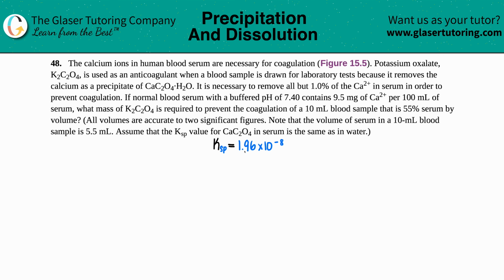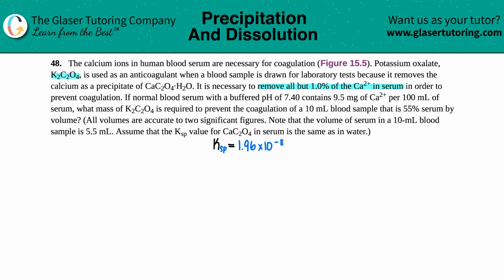48. The calcium ions in human blood serum are necessary for coagulation. And I will spare you the picture, which is in figure 15.5. We don't need it to answer this question. Potassium oxalate, which is K2C2O4, is used as an anticoagulant when a blood sample is drawn for laboratory tests because it removes the calcium as a precipitate of CaC2O4·H2O. It is necessary to remove all but 1.0% of the Ca2+ in serum in order to prevent coagulation.